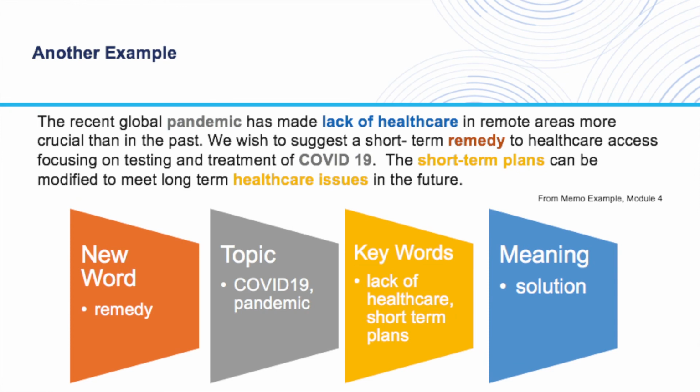Let's look at this example. Maybe you do not know the meaning of the word remedy. If you read the paragraph, you will see that the topic is about the COVID-19 pandemic. Some keywords that help you are lack of health care and short-term plans. These help you guess that the word remedy means a solution to a problem, a short-term plan to take care of the lack of health care.